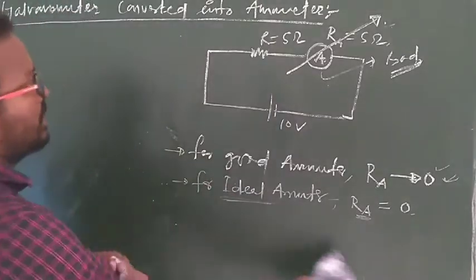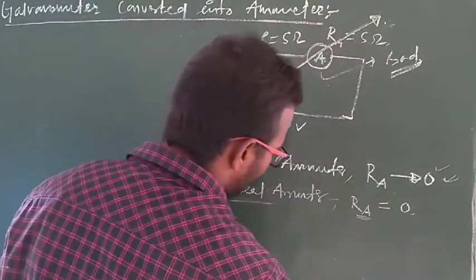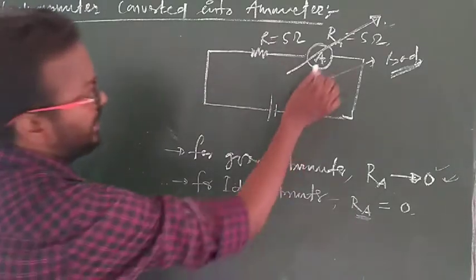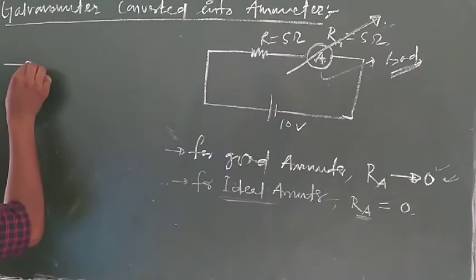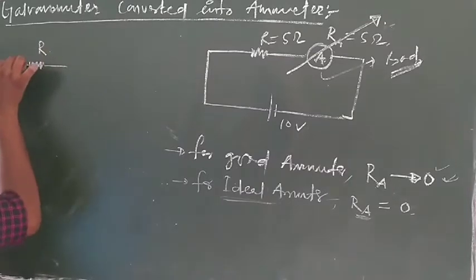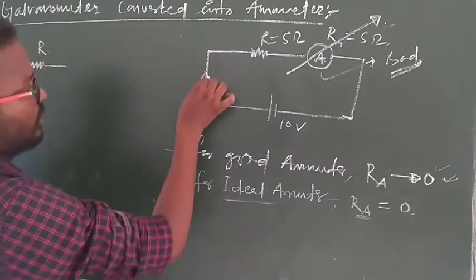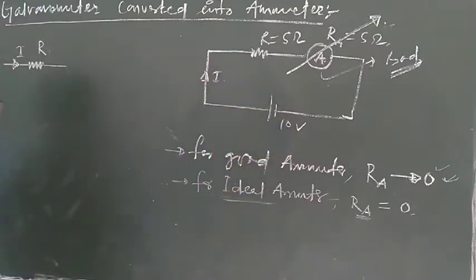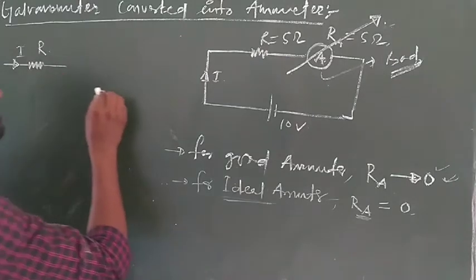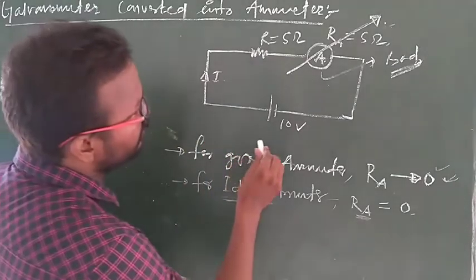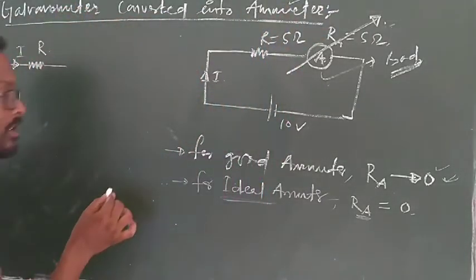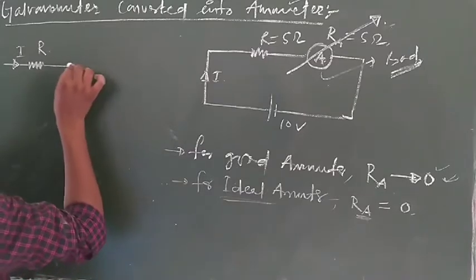Now we have to construct, or convert, an ammeter from a galvanometer. This is the circuit diagram. Suppose this is the resistance R, and the current flowing through the circuit is I. This is an example of how to use an ammeter. So this is the external resistance R, and we have to convert a galvanometer into an ammeter. Clear? So here we have to use a galvanometer.